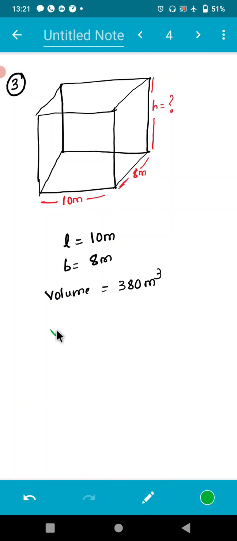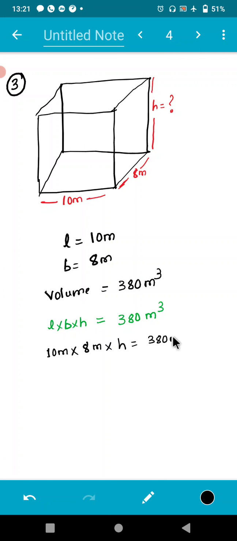So what is the volume of a cuboid? It is length into breadth into height, and that is equal to 380 meter cube. Okay, so we'll compare the formula with the value. Now we'll substitute the value of length here, so that is 10 meter. What is breadth? 8 meter. Height is unknown, and 380 meter cube. Now we'll multiply 10 into 8, it will be 80 meter square into height, this is equal to 380 meter cube. Now to get the value of height, we need to transpose this value to this side.